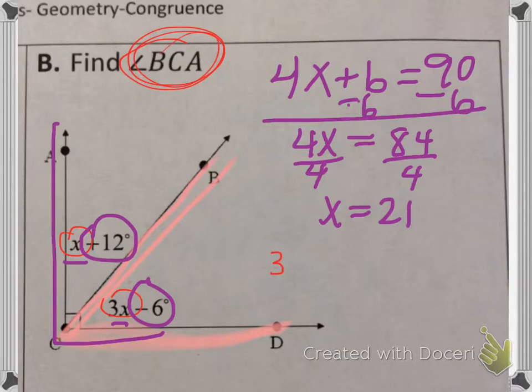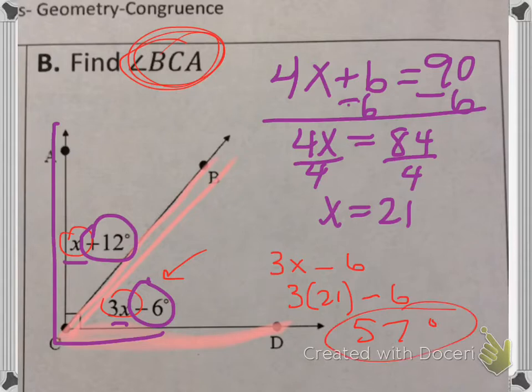So I actually have to substitute that x value back into the value of angle BCA, which is 3x minus 6. So I have to go 3 times 21 minus 6 in order to find the value of that angle. So just punch that in your calculator, 3 times 21 minus 6. And when I do that, I get 57 degrees for the measure of the angle. Which makes sense because 57 is less than 90, so that could be a possible answer. And it is. So that's how I do that problem.